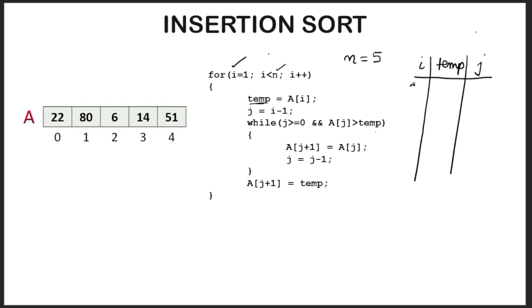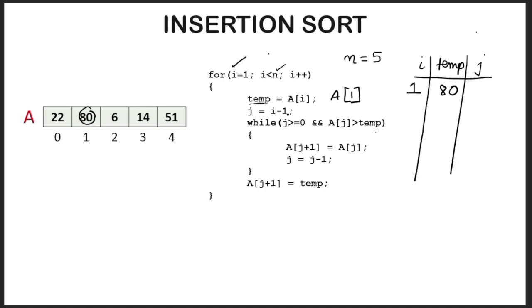So we start with I is equal to 1 and temp. Is I less than 5? Yes, the condition is true. So we enter the for loop. Temp is equal to A of I. What is A of I? I value is 1. What is A of 1? A of 1 is your 80. So 80 is stored in the temp variable.